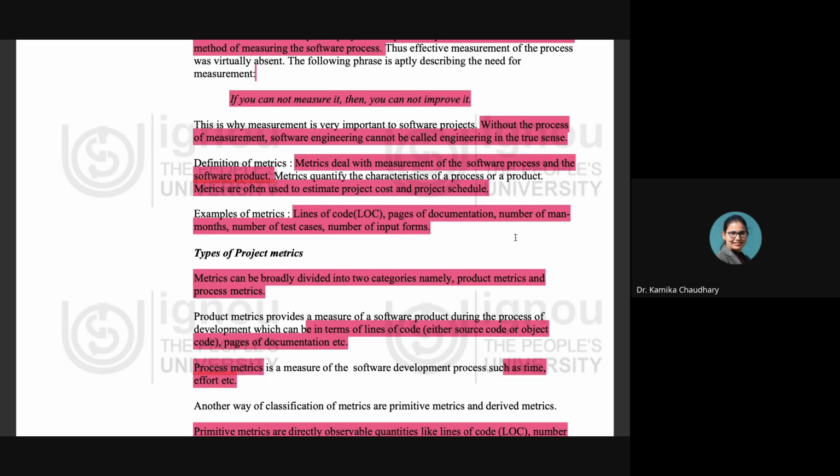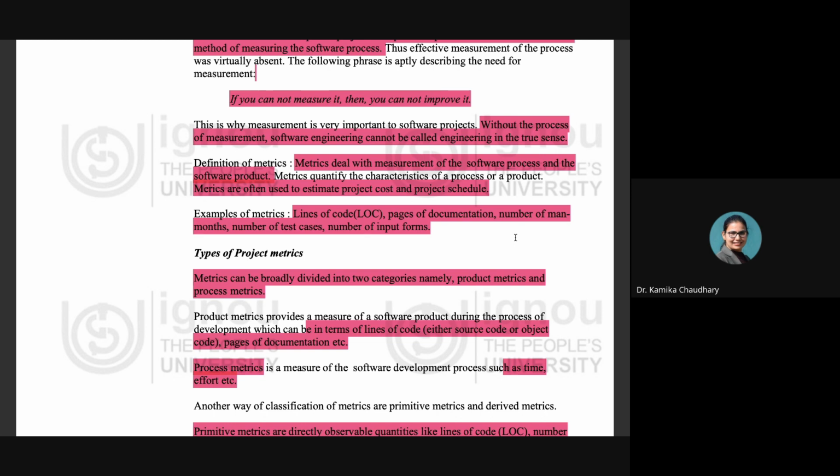Then the number of man-months means how many people are working for how many months in order to complete this project. Man-month means a person working for a certain amount of time. That time could be in the number of months also.